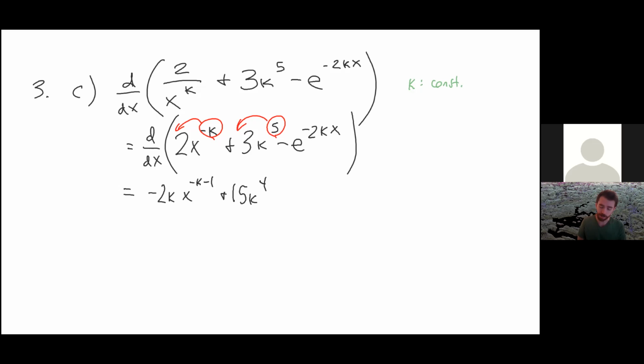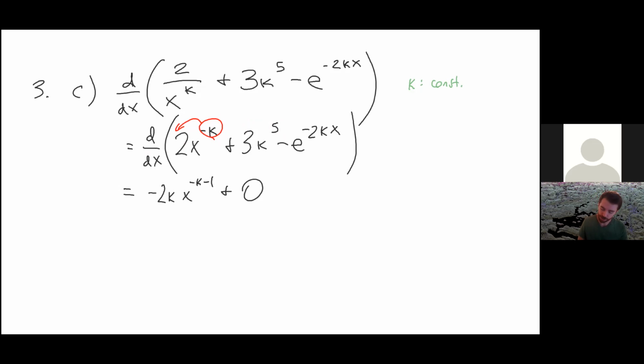Think about why that's incorrect. We're taking the derivative with respect to x. Power rule is only valid when you have x to a power, like we did in that first term. Here, this is k to a power. K is a constant. So the derivative of a constant is just 0.